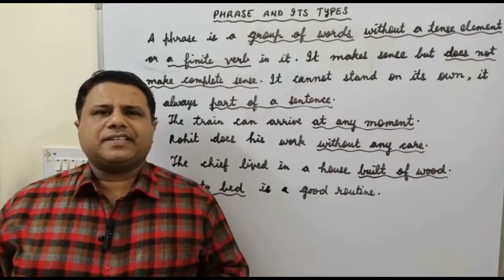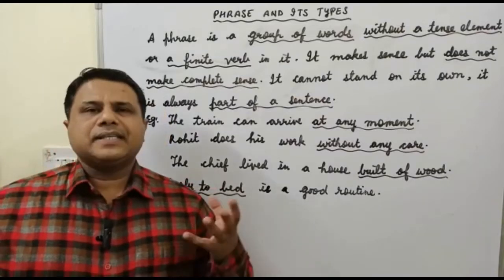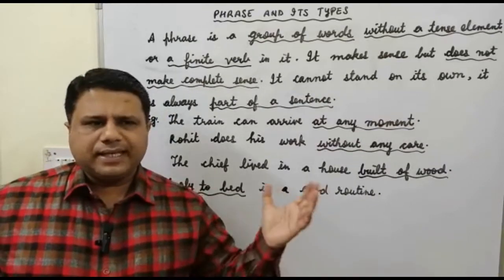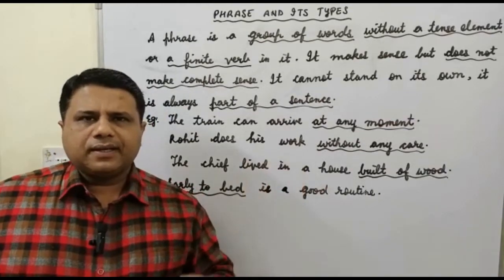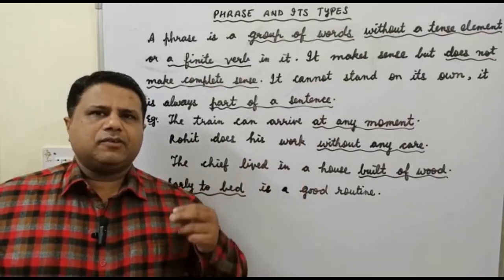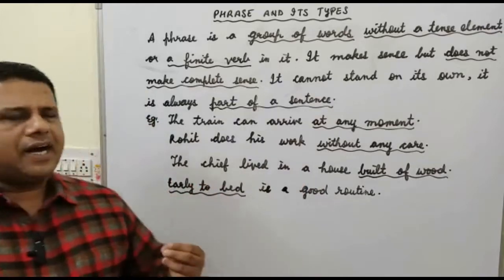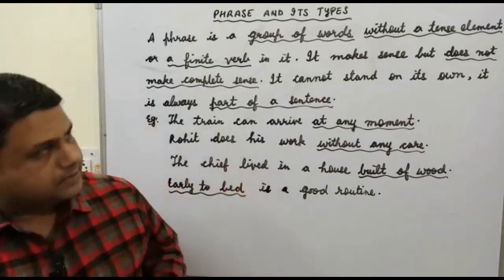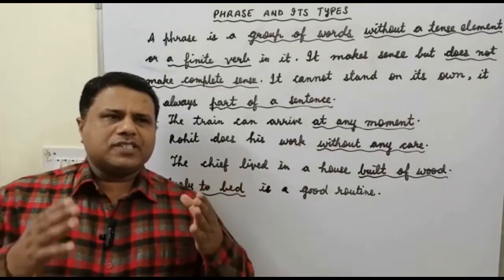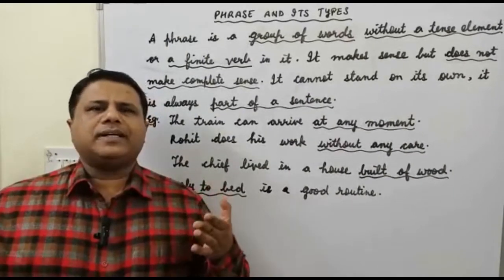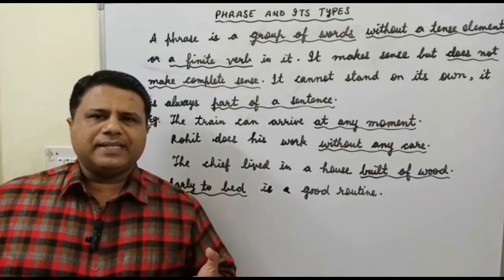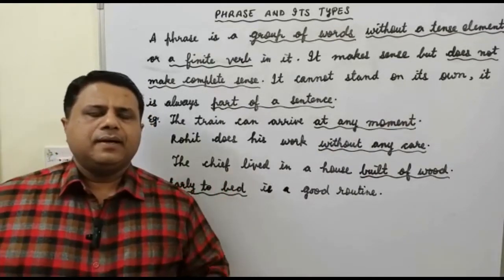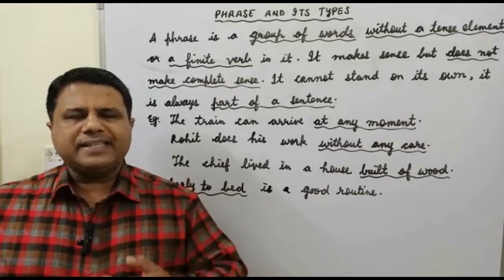As we discussed in the previous lecture, when we were discussing the definition of a sentence, we took major aspects to analyze the sentence. In the same way, today also we will discuss the definition of a phrase on the basis of these four aspects. So the first aspect I have just mentioned, that is a phrase is a group of words. Then the second most important thing is it is without a tense element. A phrase is without a tense element or a finite verb. Sentence is a group of words with tense element. A phrase is a group of words without tense element.